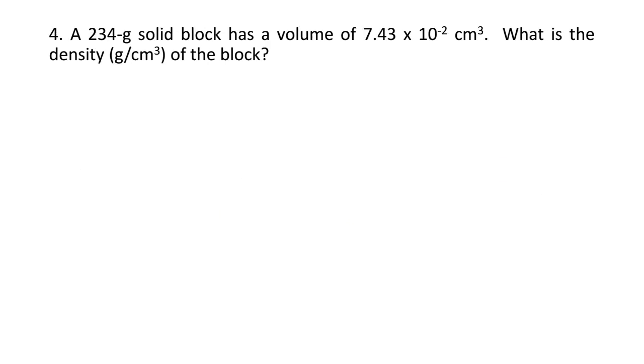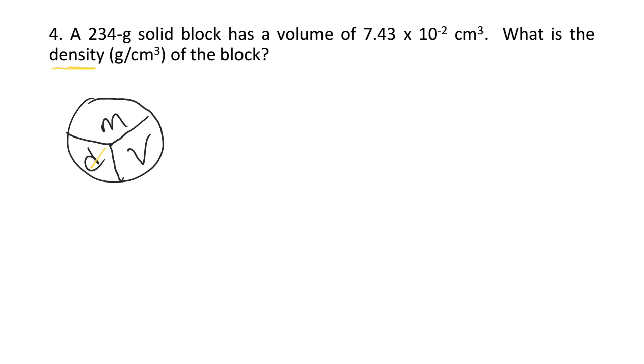A 234 gram solid block, which is the mass because it's in grams, has a volume of 7.43 times 10 to the minus second centimeters cubed, which is another volume unit. What is the density? So we're going to write our little upside down peace sign. Density is mass divided by volume, and it's looking for density.